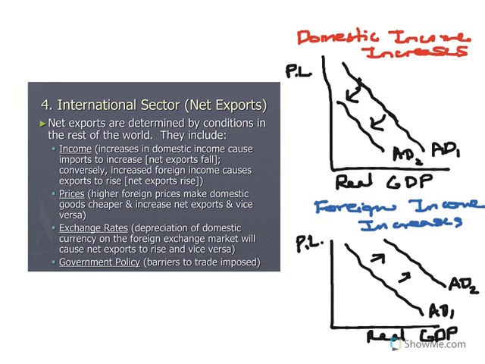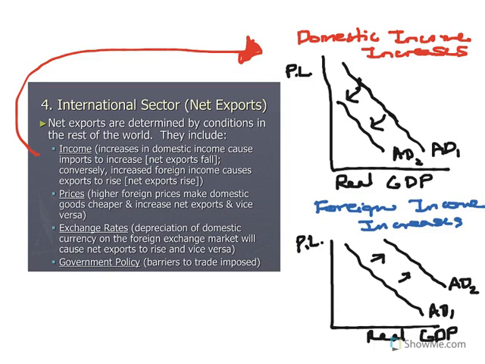And so if we are spending more money on imported goods, that will cause net exports to fall. So notice right here in this graph, this is the impact we believe it could have on aggregate demand. If there's an increase in domestic income, which causes us to spend more money on imported goods, net exports fall, which means aggregate demand will decrease.